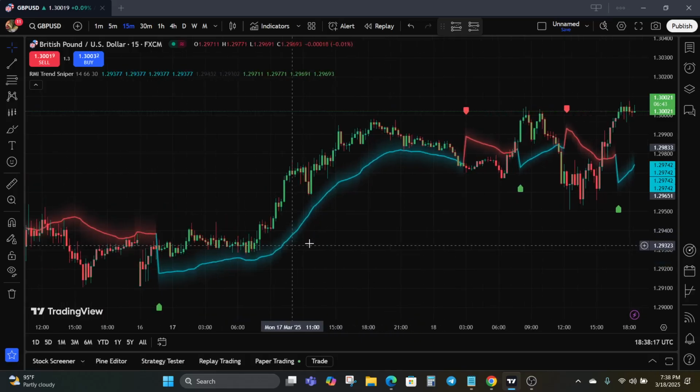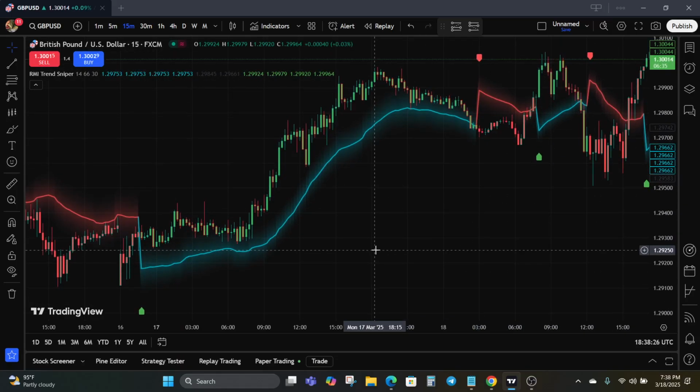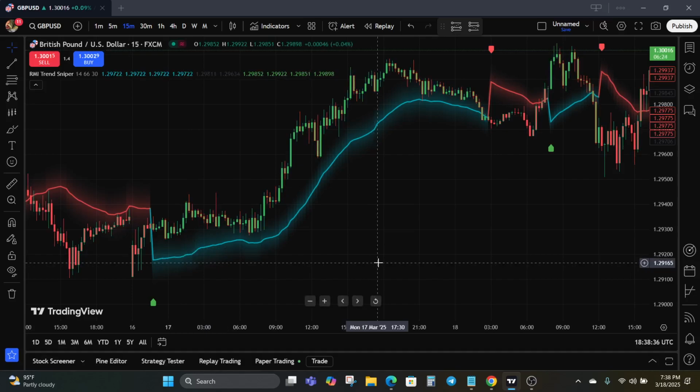Now we can see that the indicator gives signals with two signs. The first sign is the color of the line, right? The color of the moving average. When the color changes to blue, there you have a buy signal.